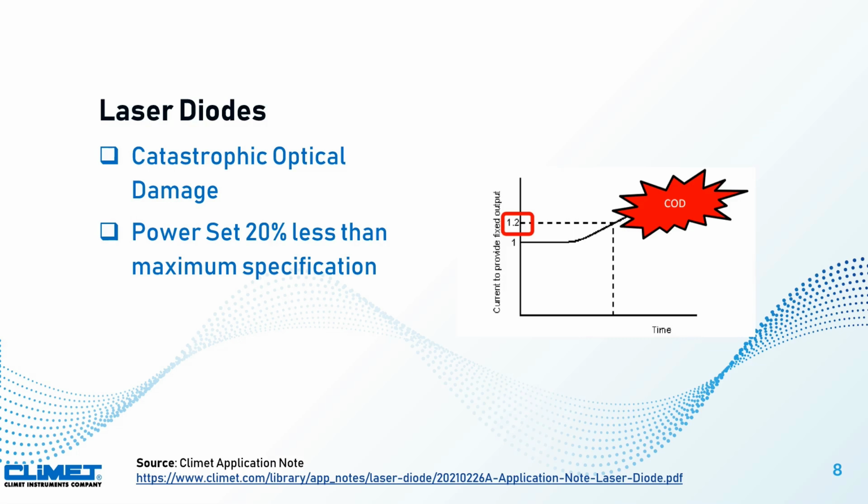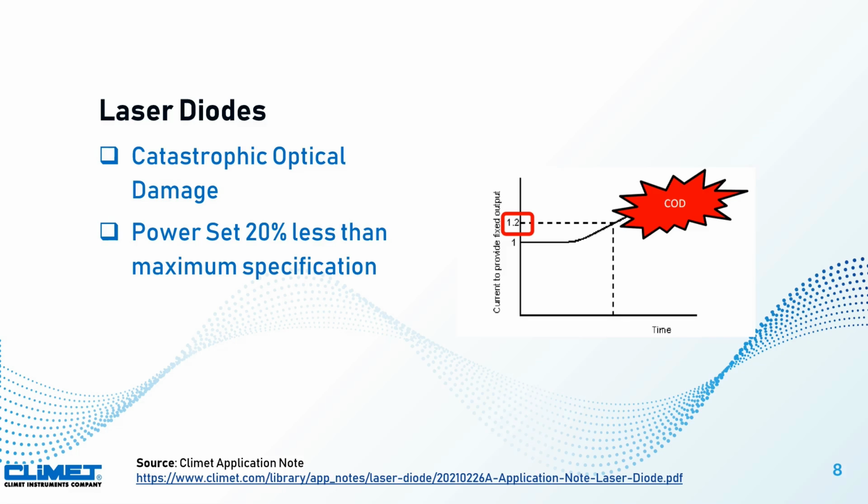When COD occurs, high output levels cause a short that melts a part of the laser diode's edge. At this point, crystal defects form. This occurs when the current needed to provide the fixed output increases by 20% or more of its initial value.